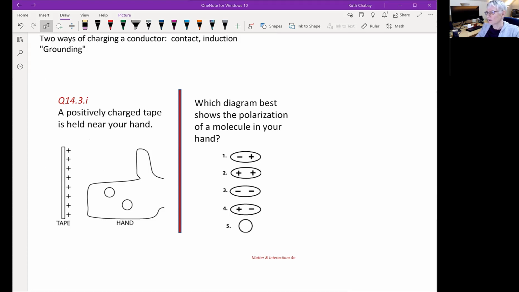Okay, so here's what you said, and that's excellent. Indeed, one is the correct answer. Five means no charge separation, since we're not showing separated charges; there's no change in a neutral molecule. And that raises an interesting point about these diagrams.